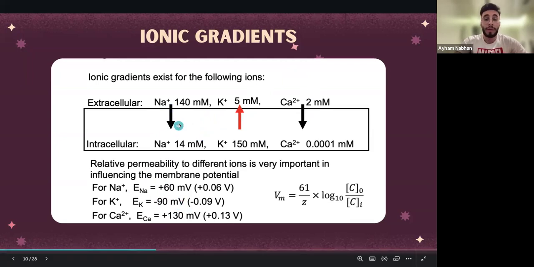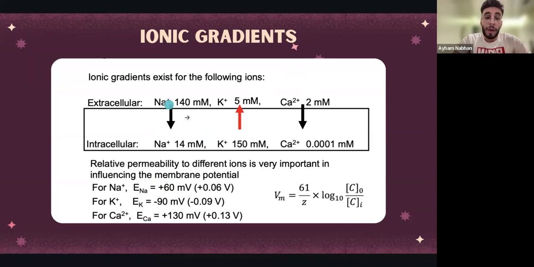But another idea I would like to emphasize: what if the cell membrane is permeable to two ions? For example, let's say it is permeable to sodium and potassium. They would have different equilibrium potentials. The equilibrium potential of sodium is going to be +60, whereas the equilibrium potential of potassium is going to be -90. So the resting potential for a membrane permeable to these two ions would be something in between +60 and -90. How would we calculate it?